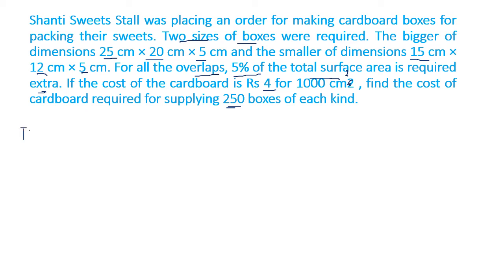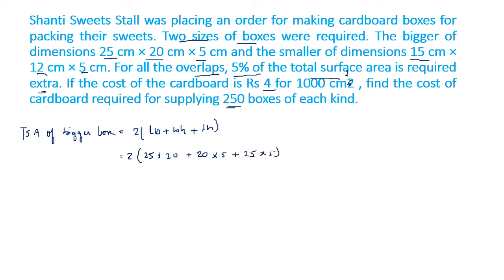So first let us find the TSA of the bigger box. What is the formula again? Remember, cuboid: 2 bracket LB plus BH plus LH. So 2 into 25 into 20 plus 20 into 5 plus 25 into 5, equal to 2 bracket: 25 twenties are 500, 20 fives are 100, 25 fives are 125.